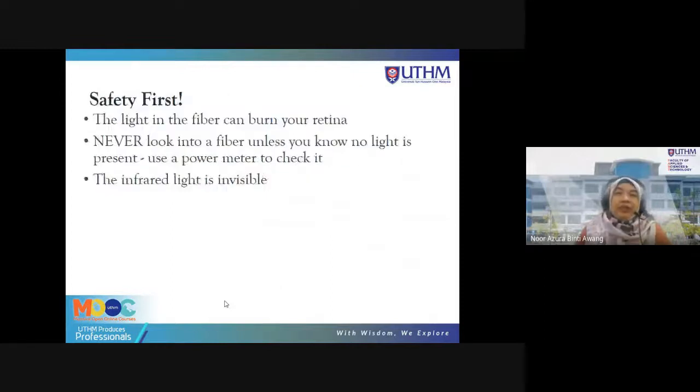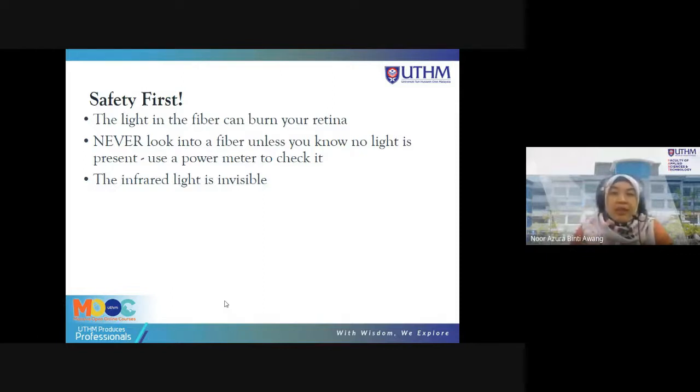So what about the safety of fiber optics? You need to take care with fiber optic because it's glass and also very small. The light in the fiber can burn your retina if you look directly into the fiber, because sometimes it uses a laser diode. It's like looking at a torchlight for a long time, which also hurts your eyes.